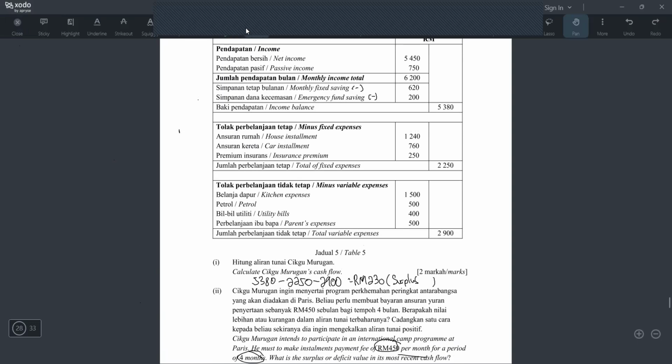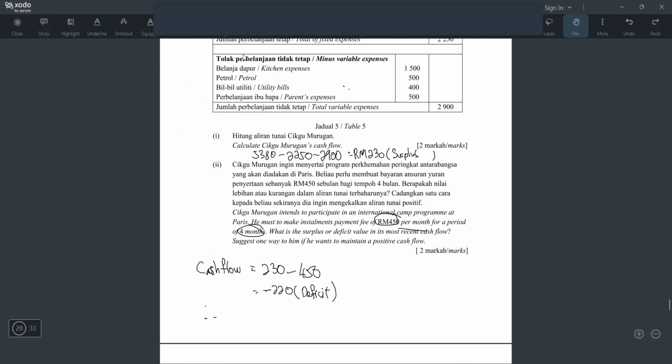Okay, there's two ways to answer this. First answer is increase the income. Second answer is reduce your variable expenses. You can't reduce your fixed expenses. It's impossible. Your fixed expenses is fixed already. You can only reduce your variable expenses, or you can increase your income. So there's two ways to answer this. So first answer, I would say, right? Okay, so suggest one way, right? So reduce variable expenses.